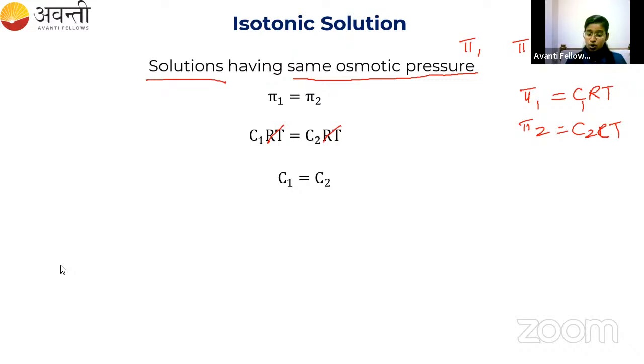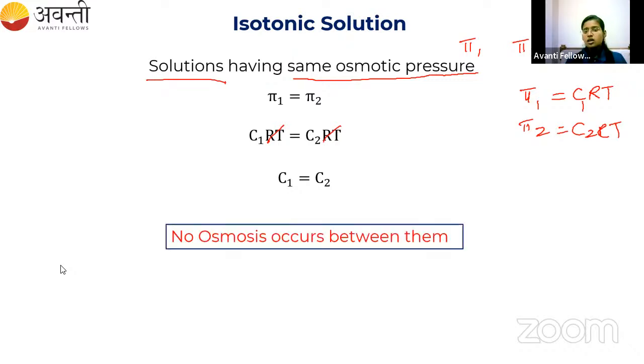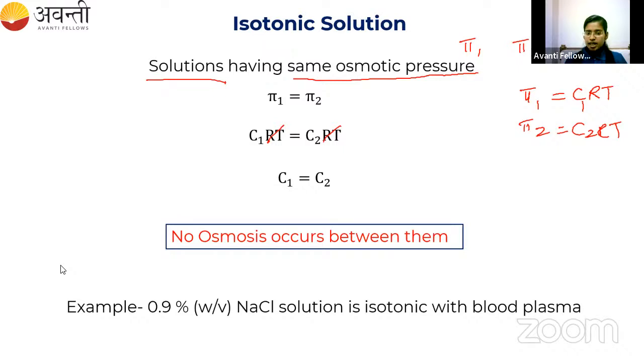Means there is no osmosis occurring between them. For example, I am taking 0.9 percentage of NaCl solution, which is isotonic with blood plasma. So if blood plasma is inside this 0.9 percentage NaCl solution, there is no osmosis occurring between them. I'll give you the pictorial representation so that you can understand it better.